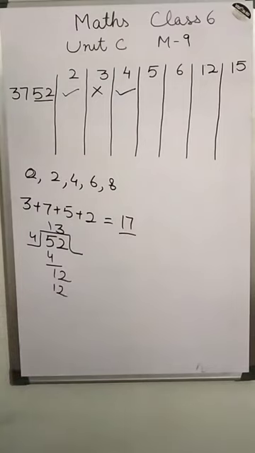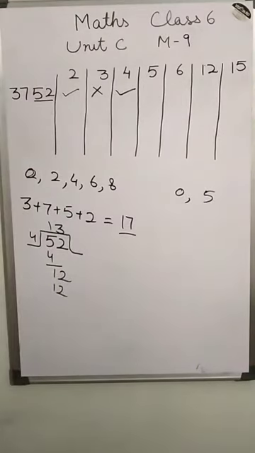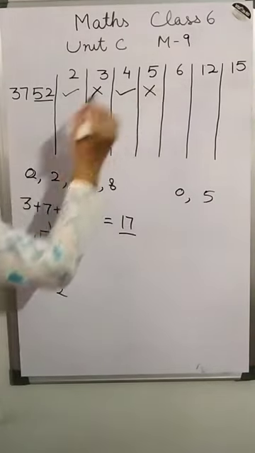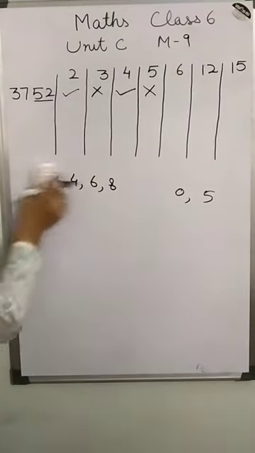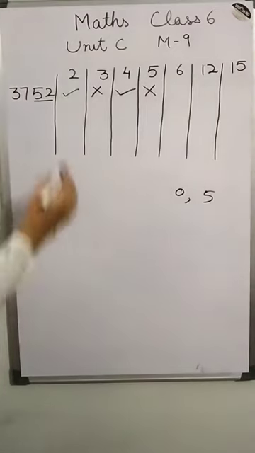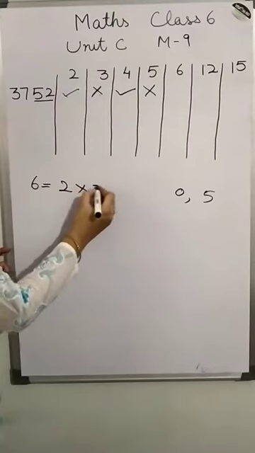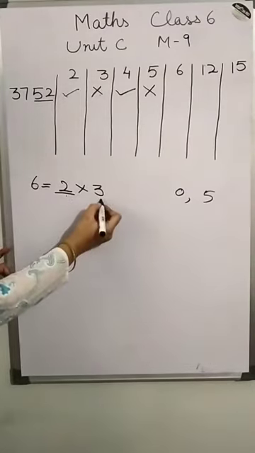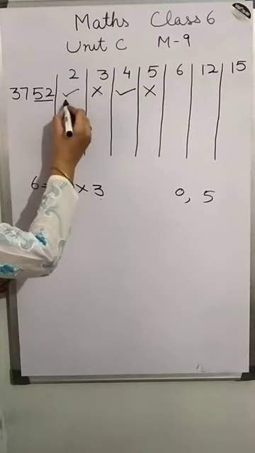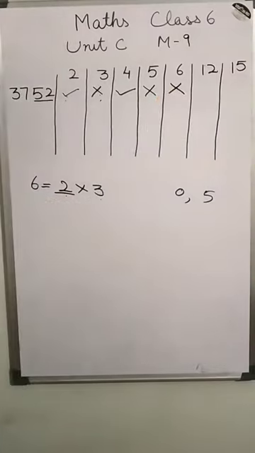Now for 5, the unit digit should be 0 or 5. Here it is 2, so it is not divisible by 5. For the divisibility of 6, the number should be divisible by both 2 and 3, because 6 is 2 into 3. The number is divisible by 2 but not 3, so we can say it is not divisible by 6.